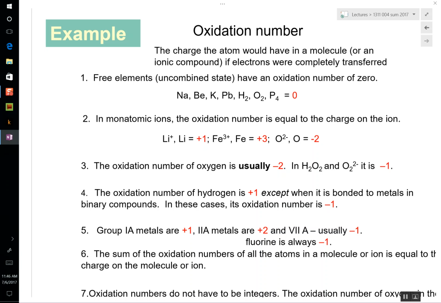Number 2, all those charges that you learned to put compounds together, like aluminum oxide. What's the charge on that aluminum? +3. That's its oxidation number. The oxygen is -2. That's its oxidation number. So whatever charge it would have in an ionic compound would be its oxidation number.